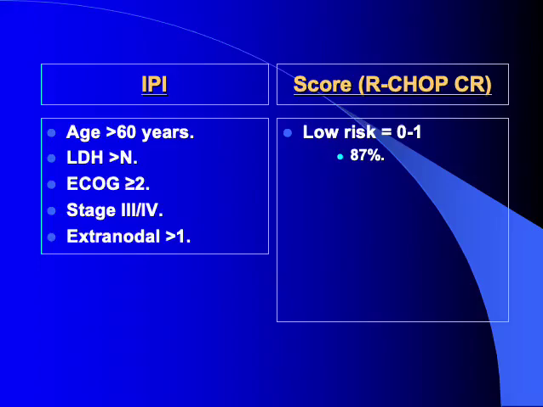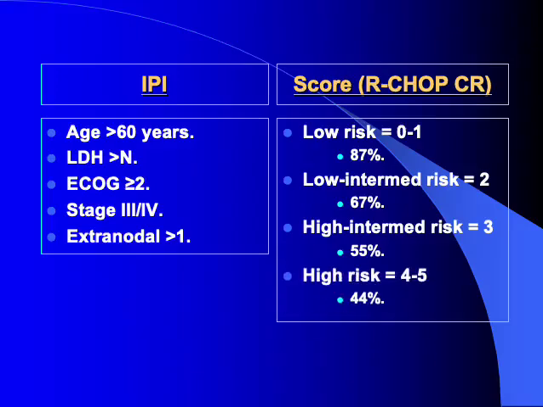If we treat with chemoimmunotherapy, the chance of complete remission is 87%, and you can see for high risk, 4 or 5 prognostic factors on the left side, the CR rate is down to 44%.